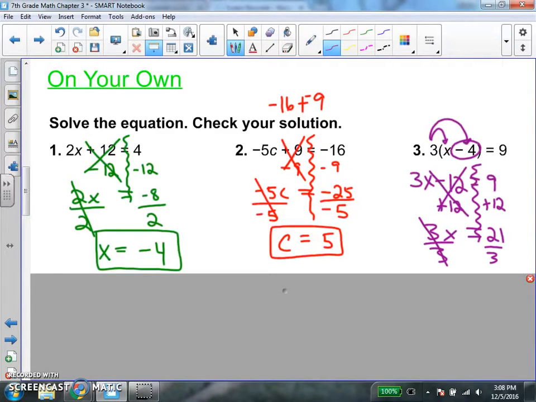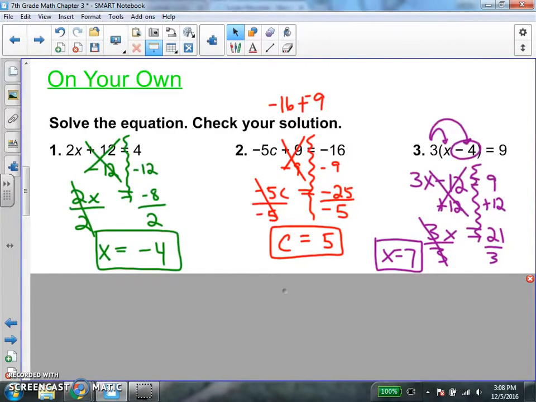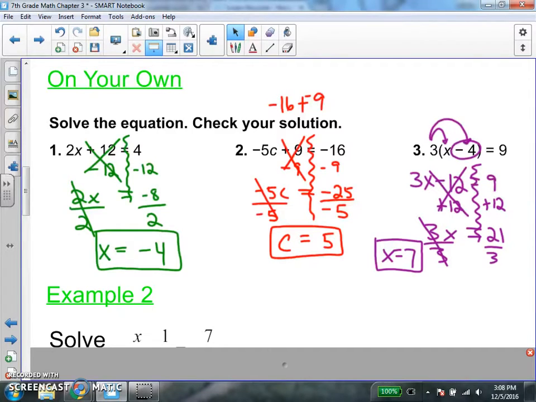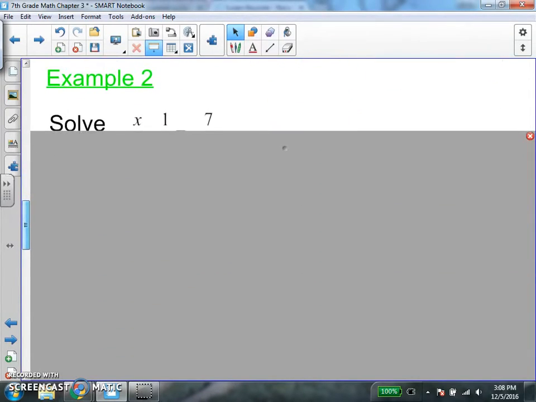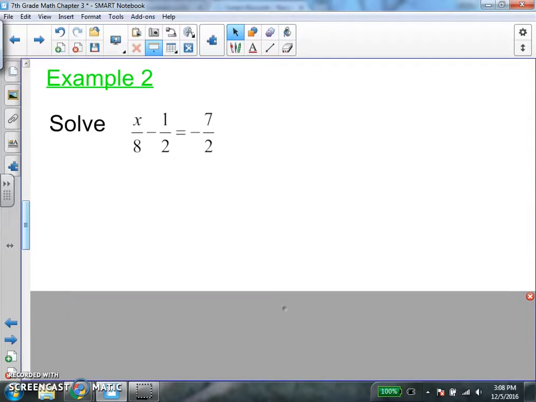I get 7. Hopefully you do too. If not, that's okay. Please ask and get a little more help. We'll spice life up a little bit more with example 2. It says solve x divided by 8 minus 1/2 equals negative 7/2.